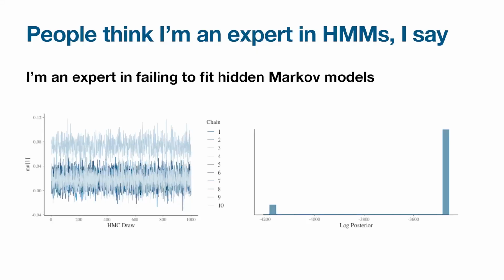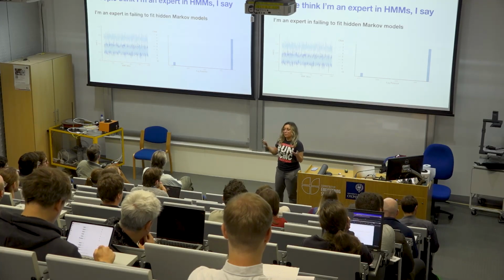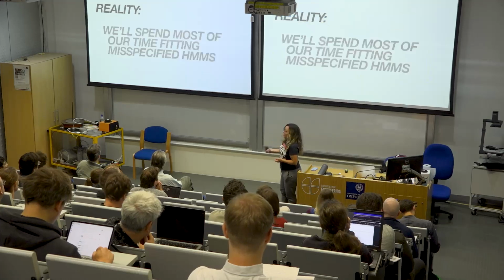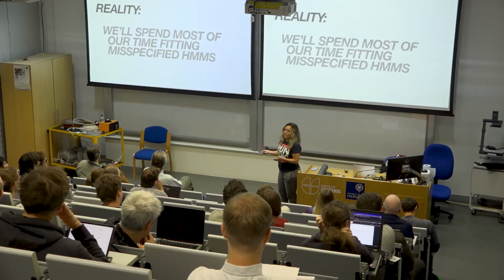You need to expect certain things to know that you explored your posterior surface well for what you might want. And as a frequentist, I didn't really worry about that. And as a Bayesian, I was like, what's going on? So I feel like actually going Bayesian really made me think more about my models. And in reality, I realized I'm spending most of my time fitting misspecified hidden Markov models.